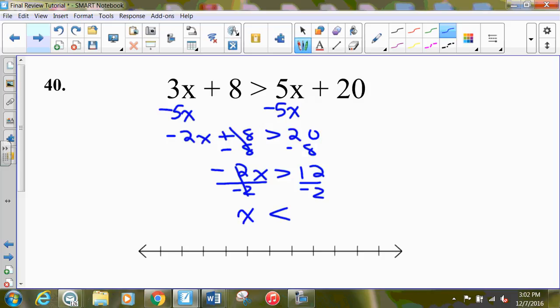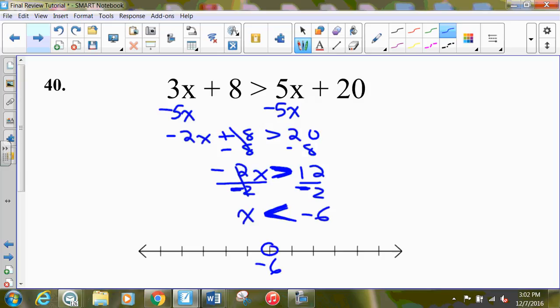So it doesn't affect this. 12 divided by -2 is still going to be -6. That doesn't change. That's always going to be true in math. But what happened was, because I divided both sides of this inequality by a negative number, my sign went from a greater than to a less than. The same thing happens if we multiply on both sides.